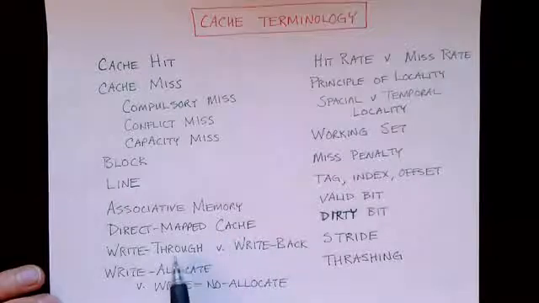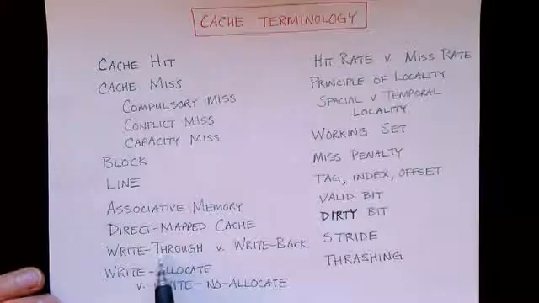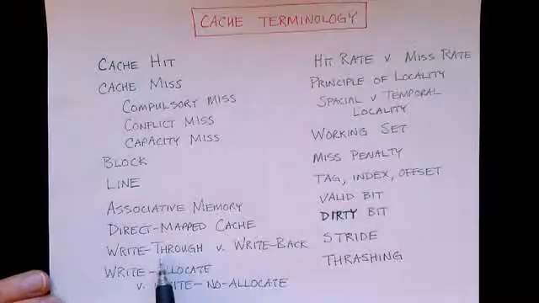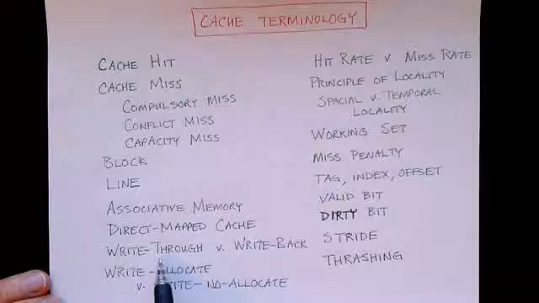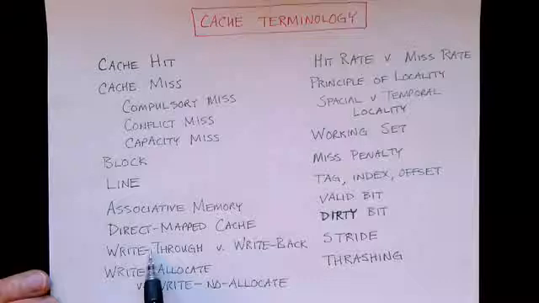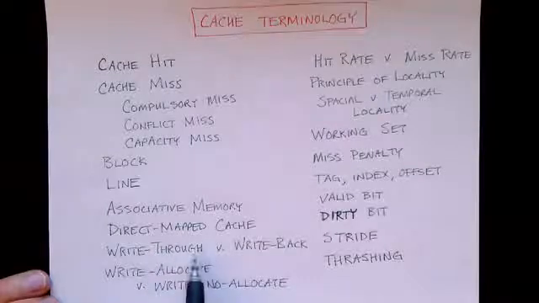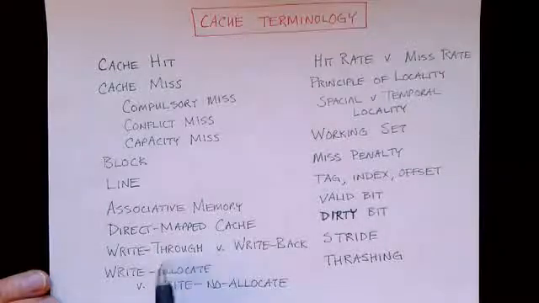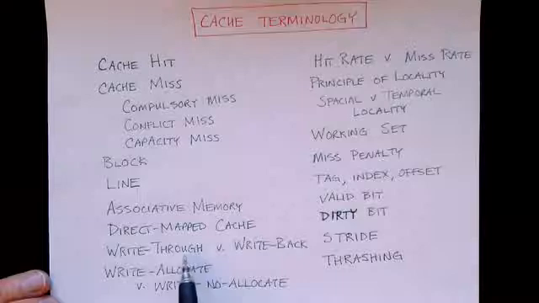When there is a write to the cache, what do we do? Well, we looked at a couple of different approaches. If the data is in the cache, then we could write it and update the version that's in the cache and immediately send the write on through to the main memory. This is called write through.